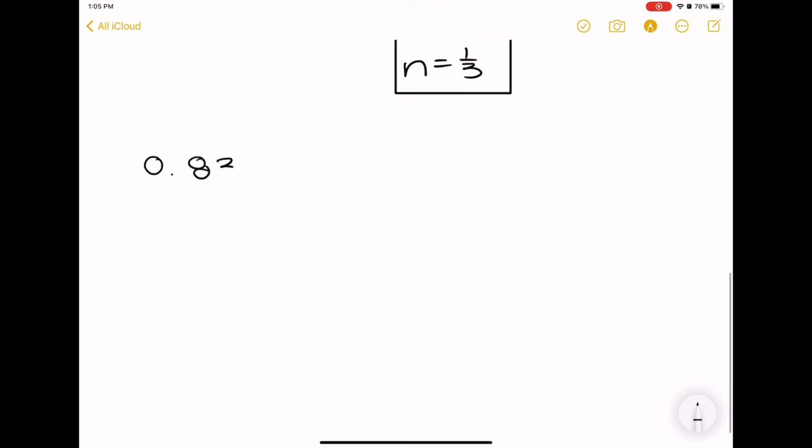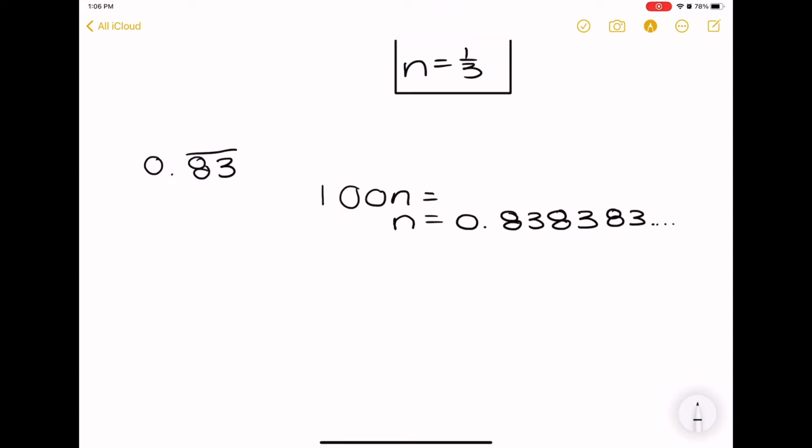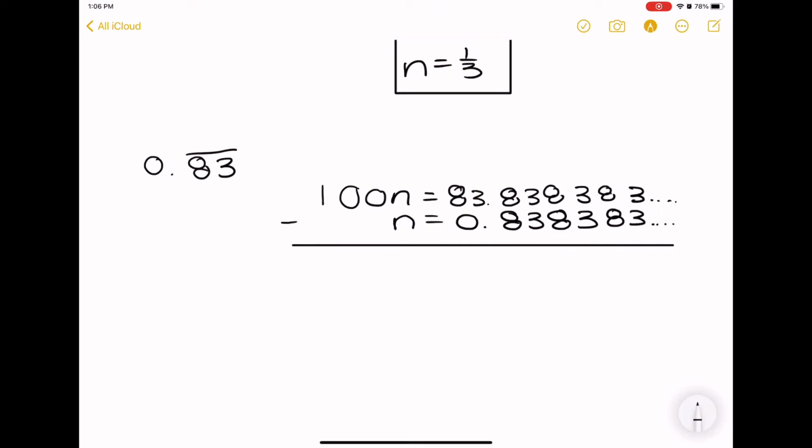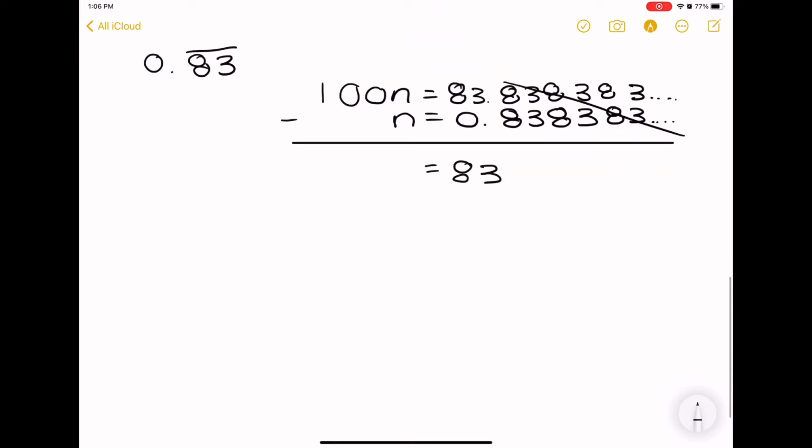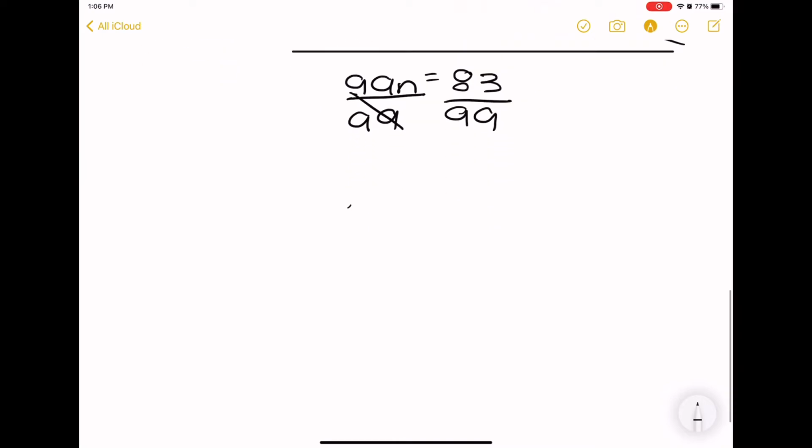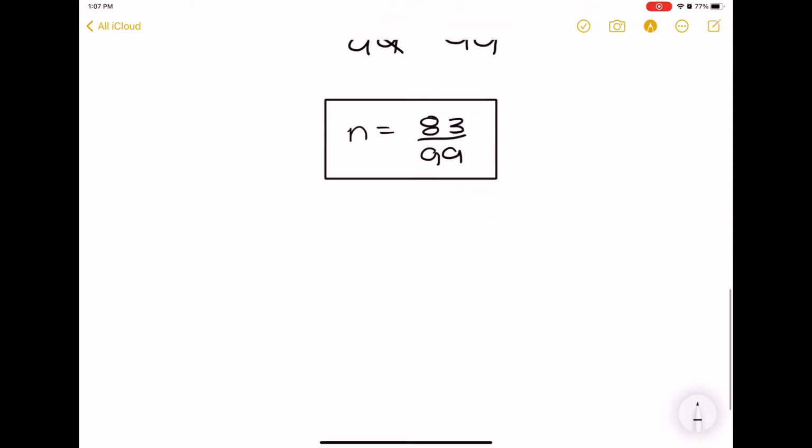So you always have to look and see, do I need to put 100 or 10? Now in this scenario, for example, 0.83 repeating, keep in mind that the repeating is on the 8 and the 3. I'm actually going to multiply by 100n because otherwise, if I did it by 10n, the repeating parts would be one digit off. And I want it to be able to completely simplify and cancel out. So here I was able to cancel out the part after the decimal and get 83 is equal to 99n. And when you divide by 99, that's the simplest version of the fraction.